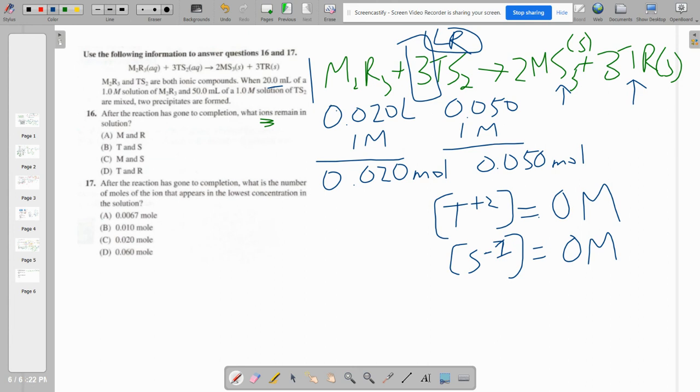All right, so what does that mean? It looks like M and R are going to be the leftover ones. Okay, so they're part in the precipitates, but they're also part left over. So it says basically what ions would remain in solution, definitely M and R.